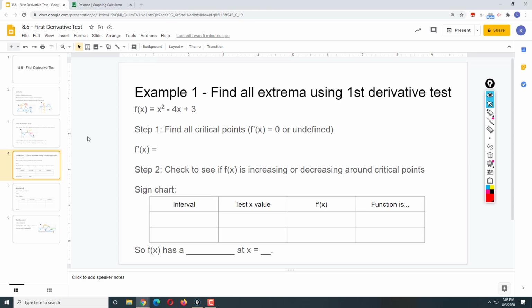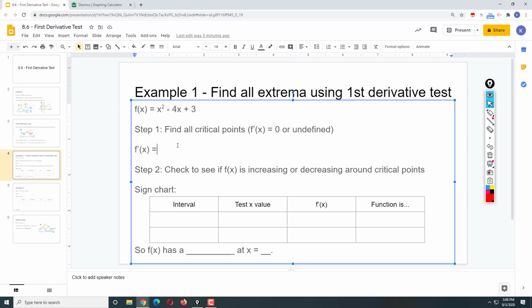Example 1. f of x equals x squared minus 4x plus 3. So step 1, we find all the critical points. The derivative is defined everywhere. Let's find where the derivative is 0. f of x is x squared, so the derivative is 2x. Minus 4x, the derivative of minus 4x is minus 4. Plus 3, the derivative of plus 3 is 0. So f prime of x is equal to 2x minus 4. 2x minus 4 is equal to 0 when x equals 2. So the critical point is at x equals 2.